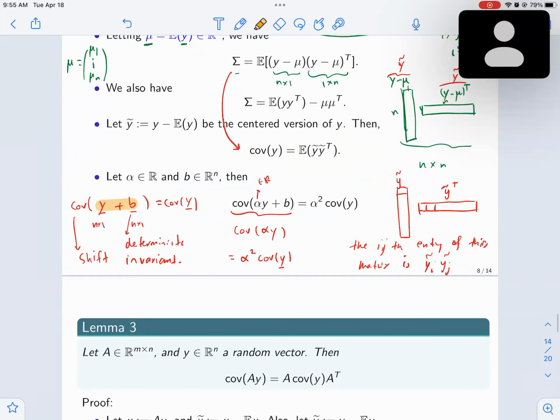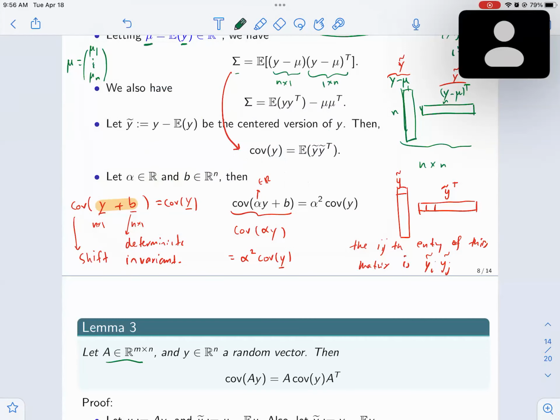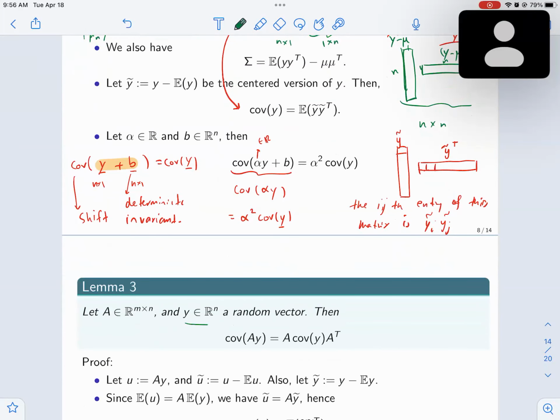Okay, so I want to now discuss the very important property, which is how covariances change under linear transformations. We had, for example, a random vector y, and you multiply it by a matrix A, so you get Ay. We know how to deal with the expectation. If A is an m by n matrix and y is random, I know a nice formula for the expectation of Ay based on the expectation of y.